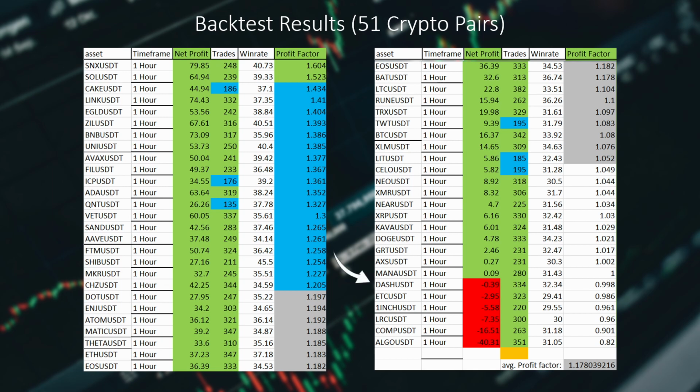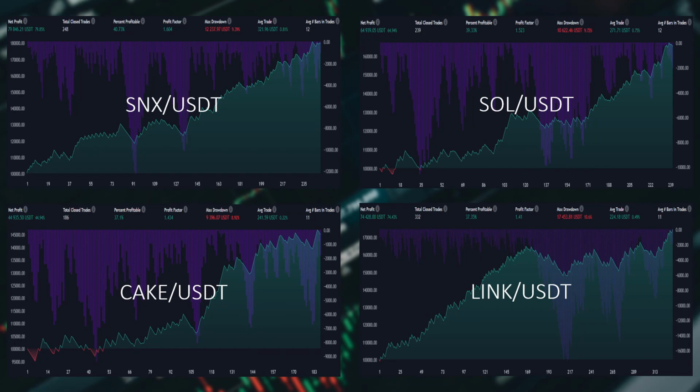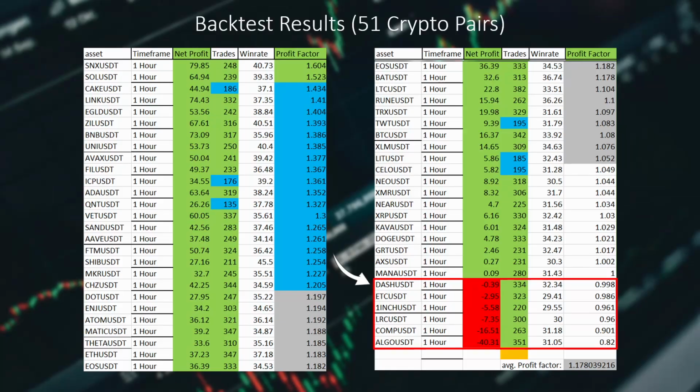The top performer was SNX USDT with a 79% net profit and a profit factor of 1.6. Then we have Solana, Cake, Link and Algorand. All of these cryptos have a profit factor above 1.4, which is very promising. Here you can see the top 4 best performers' equity curve. The worst performers, which were losing ones, are the Dash, ETC, 1inch, LRC, Comp and Algo USDT pairs.